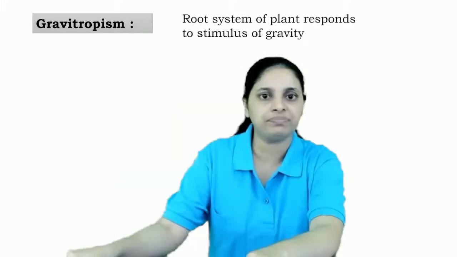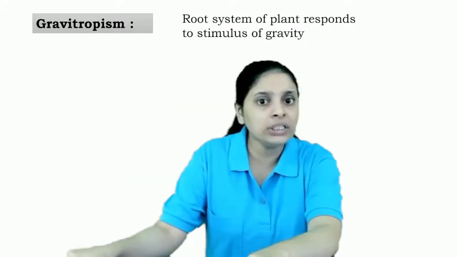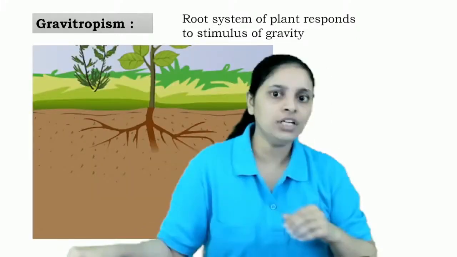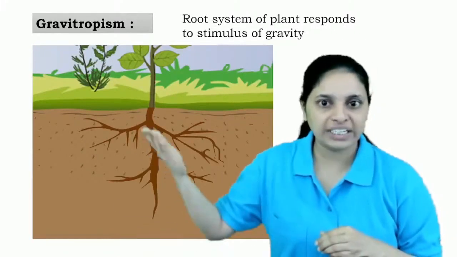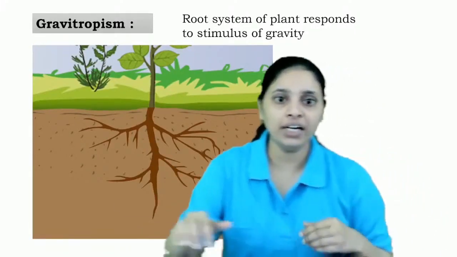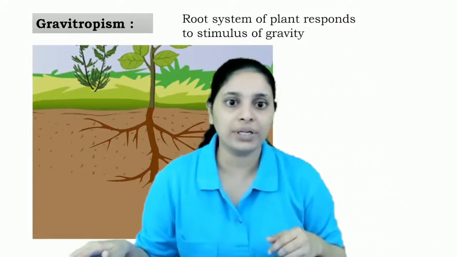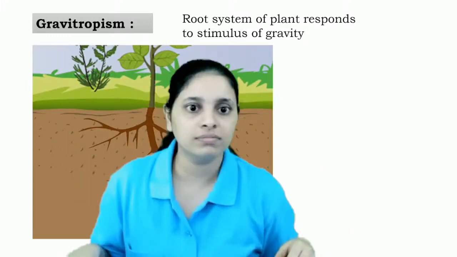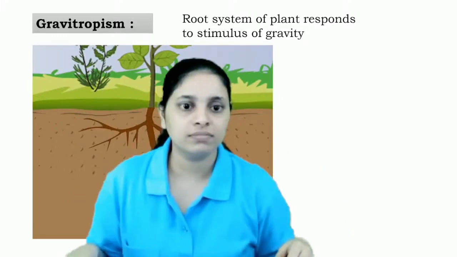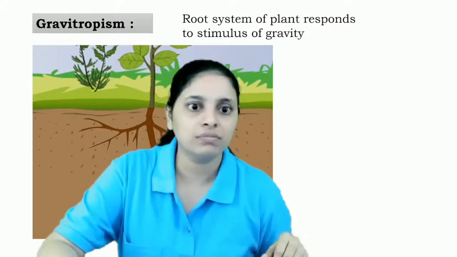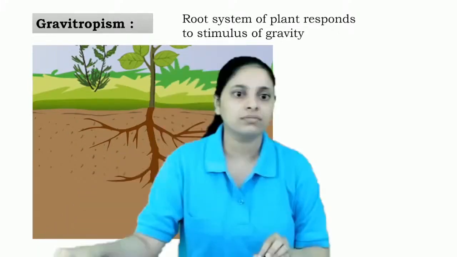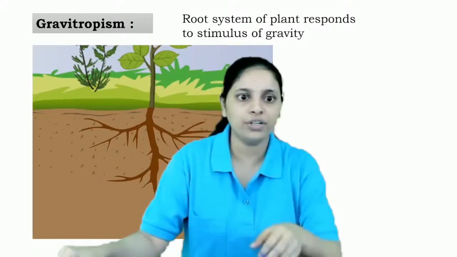Okay? So now one by one, let's try to understand the process. Root system of plants respond to the stimulus of gravity. Okay? Roots grow towards gravity in the soil. Positively gravitropic. Is it clear? Everyone, is it clear? जल्दी से बताओ. वेरी गुड. चलो अब आगे बढ़ते हैं.